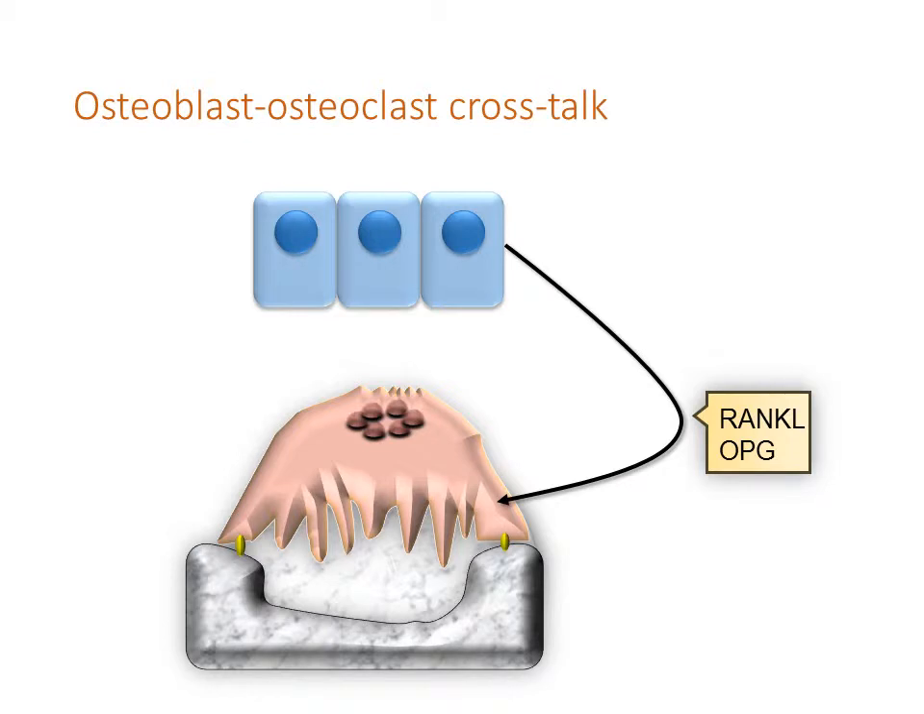The mechanisms by which osteoblasts regulate osteoclast activity are known since many years, and to give you here just a very simple example, the RANK ligand and osteoprotegerin cytokines are released by the osteoblasts.